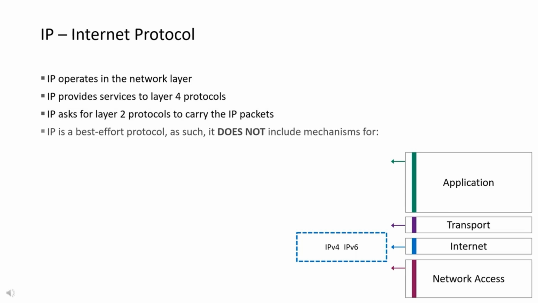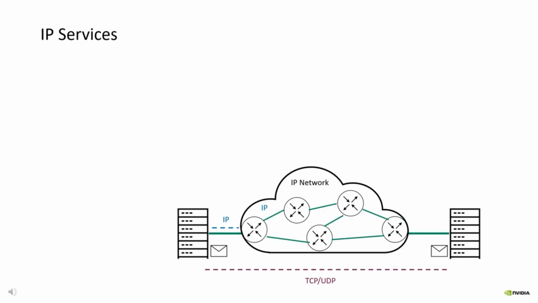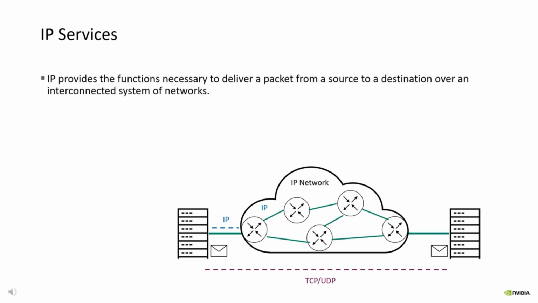IP is a best effort protocol, and hence relies on upper layer protocol mechanisms. As such, it does not include mechanisms for reliability, flow control, and sequencing. Just a reminder, the internet layer provides the functions necessary to deliver a packet from a source to a destination over an interconnected system of networks. While transport layer protocols operate end-to-end, internet layer protocols operate between any two directly connected layer 3 nodes. An example: an end node and its directly connected router, or a router and its neighboring router.